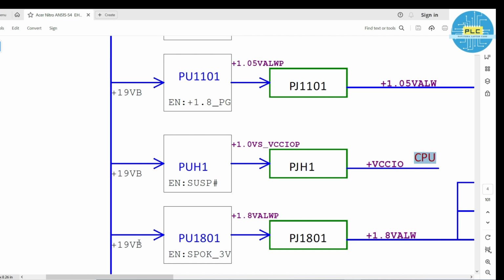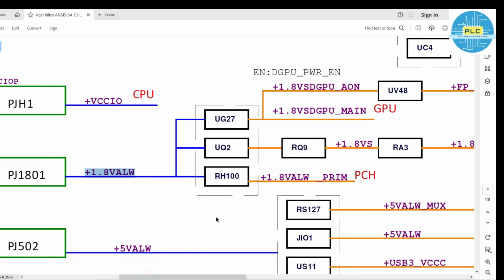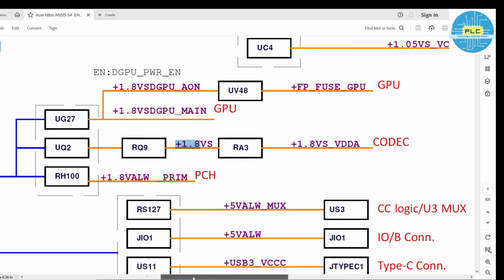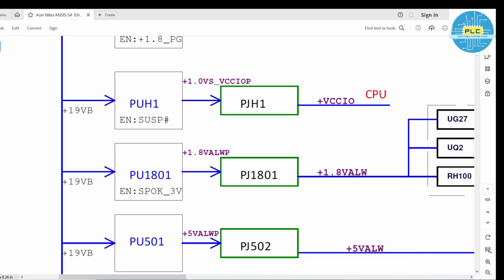And here again the charger IC output plus 19 volts is given to this circuit through this enable. It gives this voltage through this PJ, and finally that particular voltage is given to multiple circuits, and then multiple circuits give these voltages to the CPU, PCH. Here it's a codec, here GPU. I'll explain in the future what these are. You just have to come to know and understand what it is.